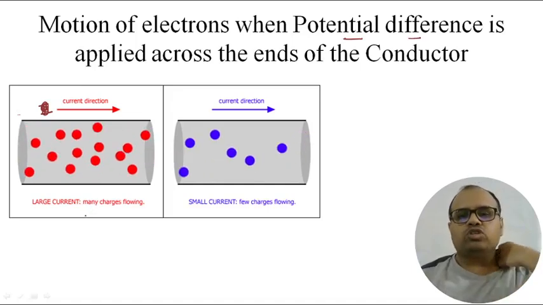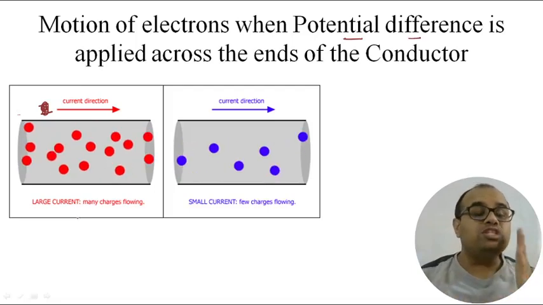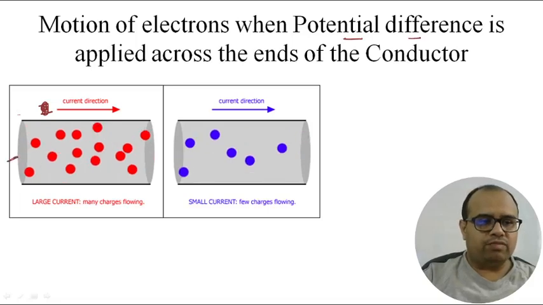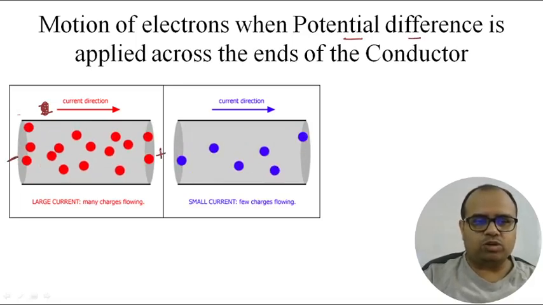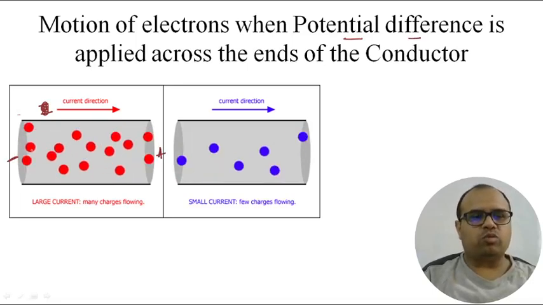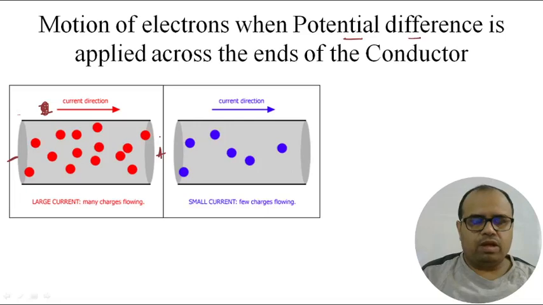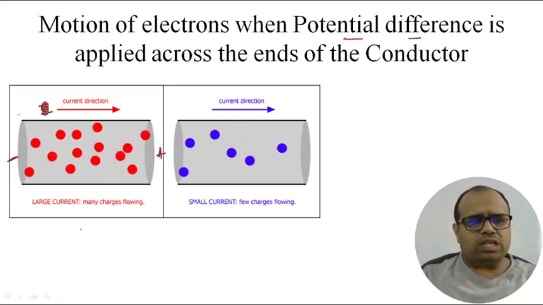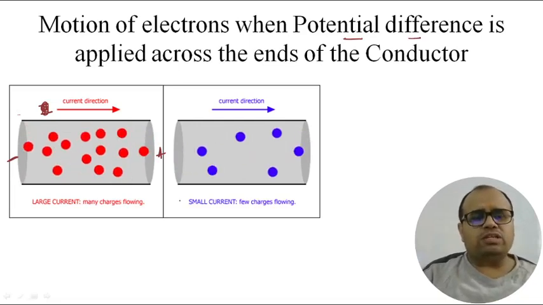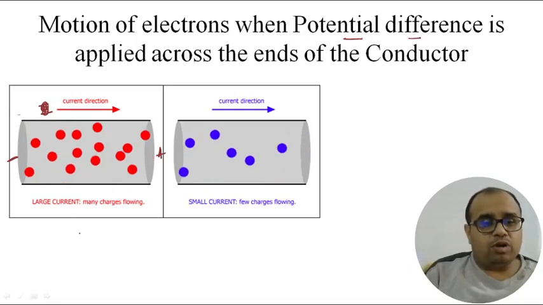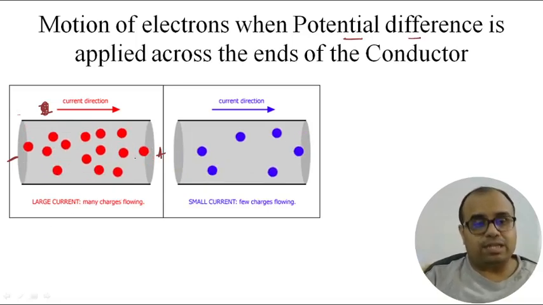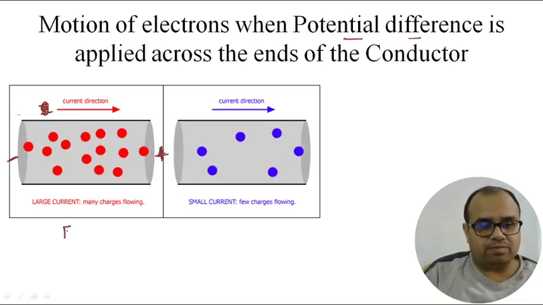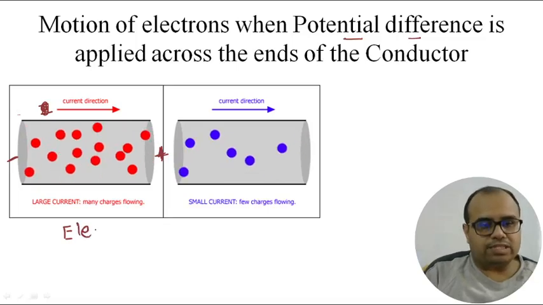Why is the directional motion there? It is because of the potential difference applied across its ends. This end is at negative potential and this end is at positive potential, and now the electrons are moving from left to right. Do remember that when electrons are moving in a certain direction, the reason behind it is that an electric field is set up when we create this potential difference.